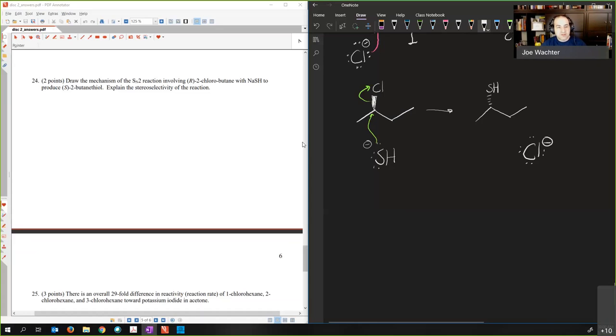And then explain the stereoselectivity of the reaction, what I just said. In an SN2 reaction, because it's happening at the same time, you have a transition state where the SH is coming in behind and the chloride is leaving, so they have to be sort of attached at the same time. And so that way you end up flipping that configuration. Questions about that?